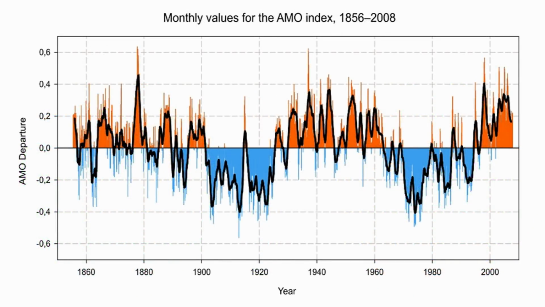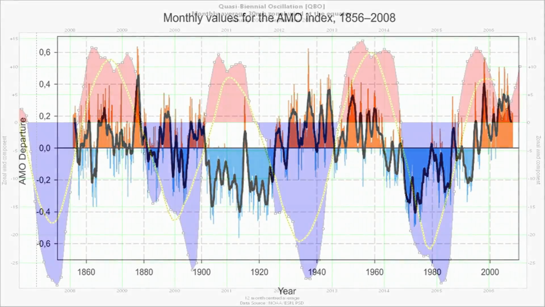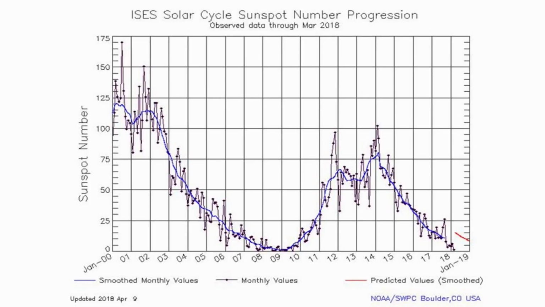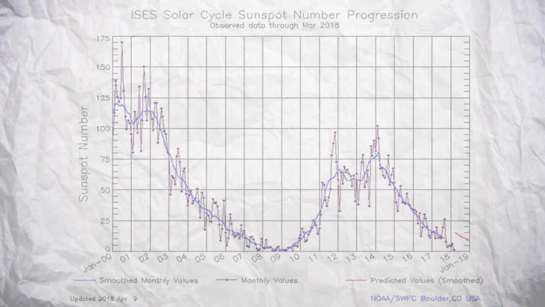The AMO is the Atlantic Multidecadal Oscillation, and it measures the temperature anomaly of the North Atlantic, or the Atlantic north of the equator. The QBO is the Quasi-Biennial Oscillation, which measures if the winds in the stratosphere above the equator are going easterly or westerly. And the amount of sunspots is a cycle that happens every 11 years, where at the top of the cycle are the most sunspots and when the sun is most active, and at the bottom of the cycle is when the sunspots are at their lowest numbers and the sun is the least active.